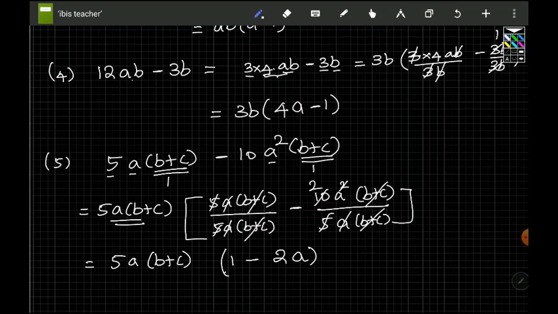So that is how we proceed with factorization of a polynomial. In the next video, we'll be dealing with factorization by grouping, and then factorization of quadratic polynomials.